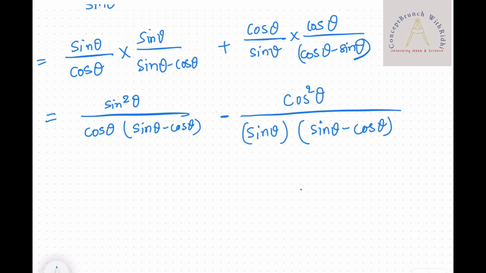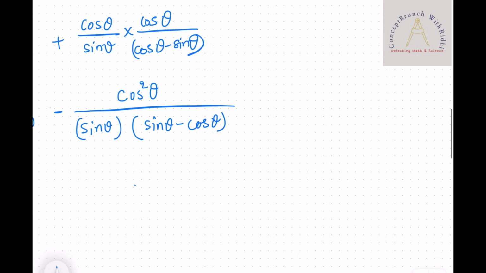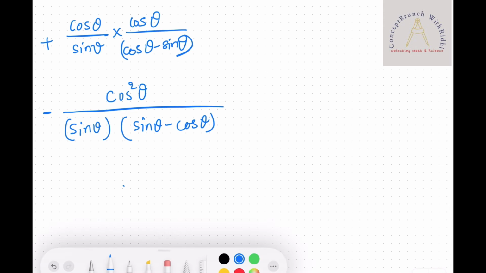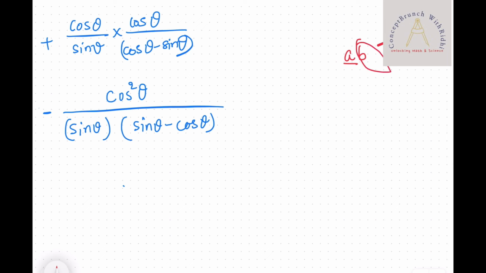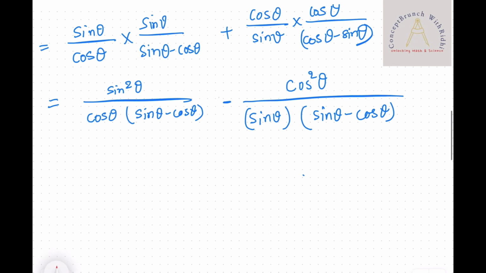Clear? Now let's take an LCM. Okay, before discussing this LCM, I'll discuss something else. Suppose we have AB and BC. Okay, if I say take an LCM for this, what will be the LCM? The common part we will write once, correct? So the LCM will be ABC. Similarly, here as well, see what is the repeating part here? Sin theta minus cos theta is repeating. So we'll write it once.